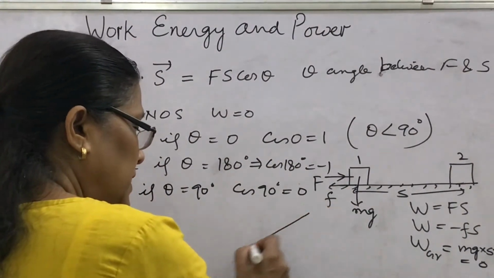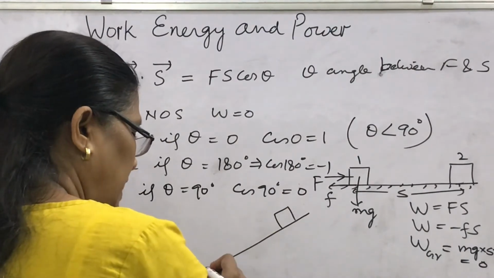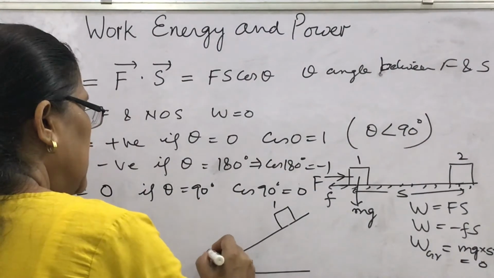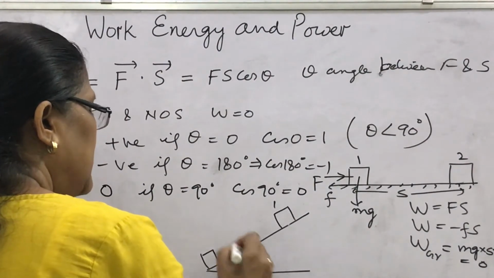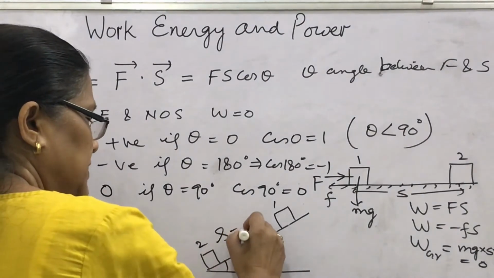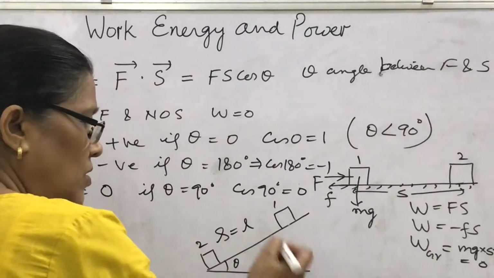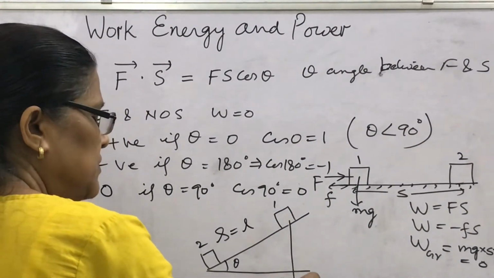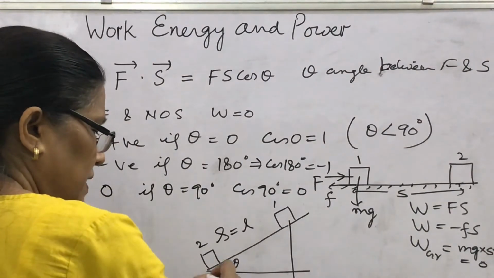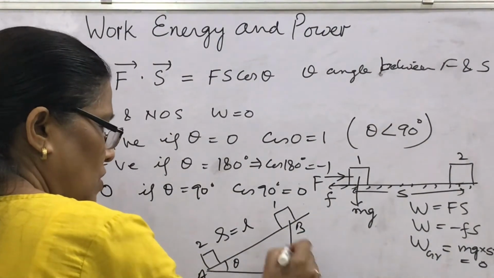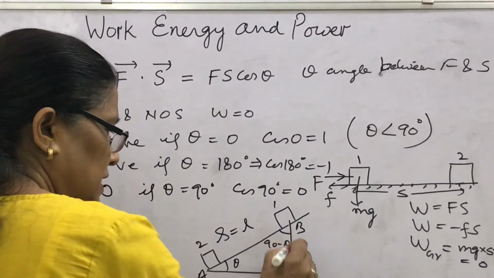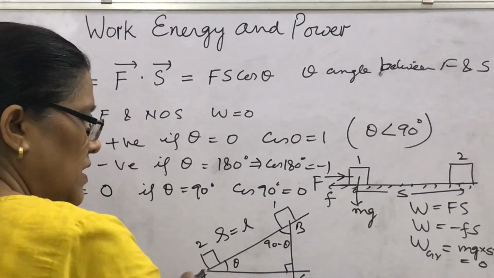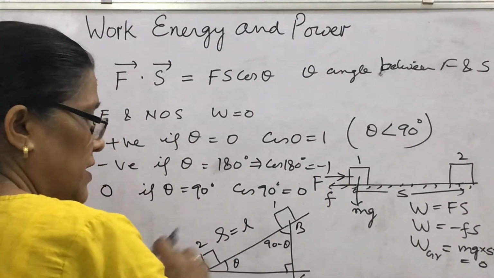Also, if the object is placed on an inclined plane, then from the first position it slides down at an angle theta to the second position. Let s equal L. Now what will be the work done? How will you calculate? Look here, this will be mg, this will be the right angle triangle ABC. What will be this angle? 90 minus theta, this is 90. This is mg, this is displacement. How can you find work done here?